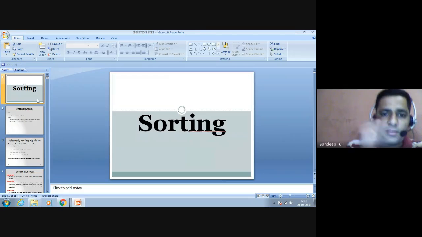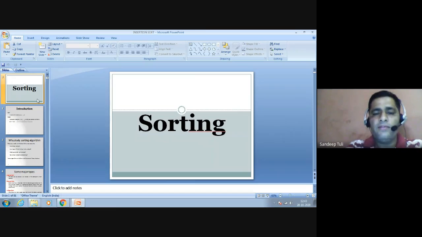Okay, finding whether the particular element or key is in the array or a list or not, and if it is there, then returning the location of that particular key. And there are 2 different kinds of searching algorithms we have studied, that are linear search and binary search. And I think we have made the program of both of them. Yes, sir.